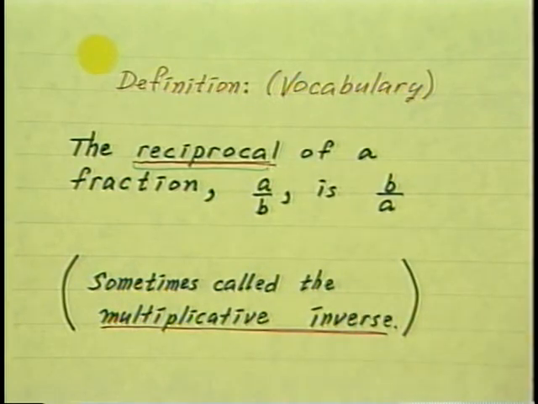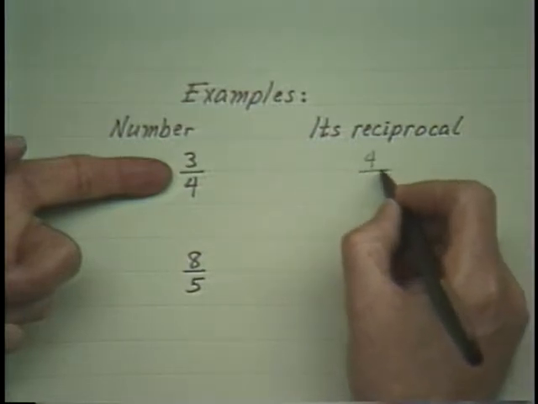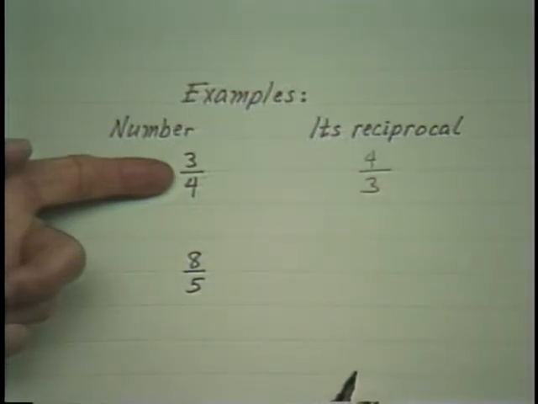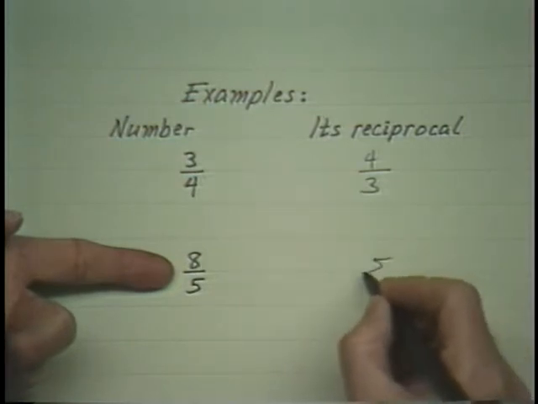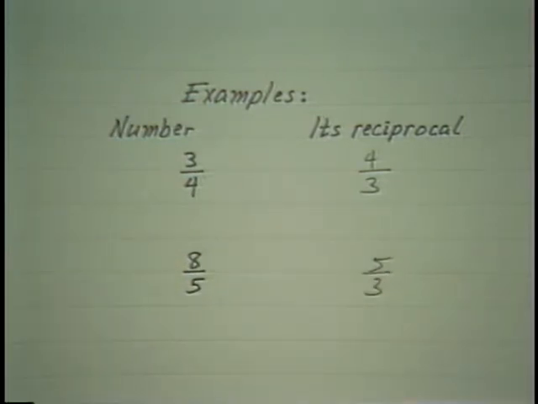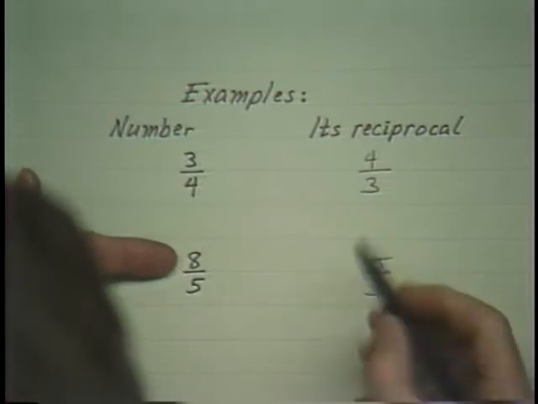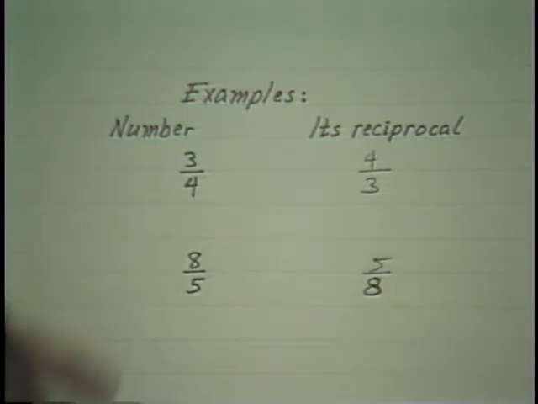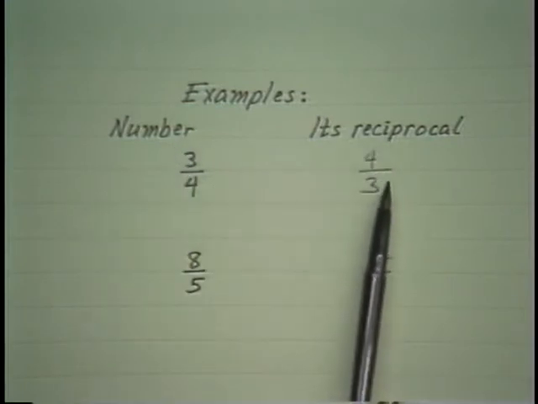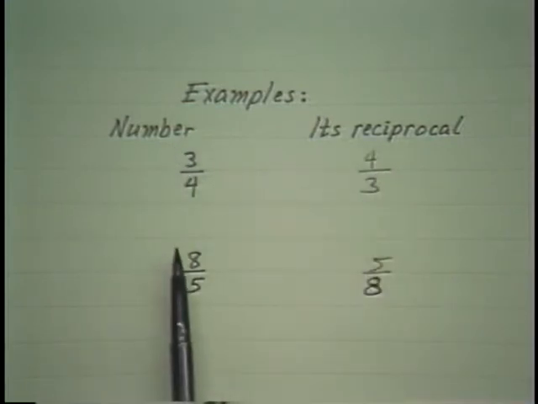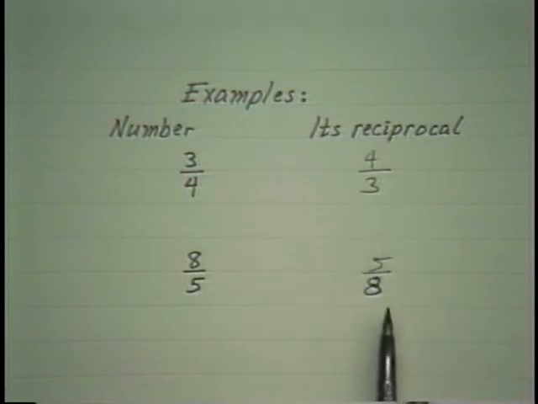An example: if this is a fraction, its reciprocal would be 4 over 3. The reciprocal of this fraction is 5 over 8, interesting, isn't it? An interesting side note is if this is proper, its reciprocal will not be. On the other hand, if it's improper, its reciprocal will be proper. Just a nice observation.